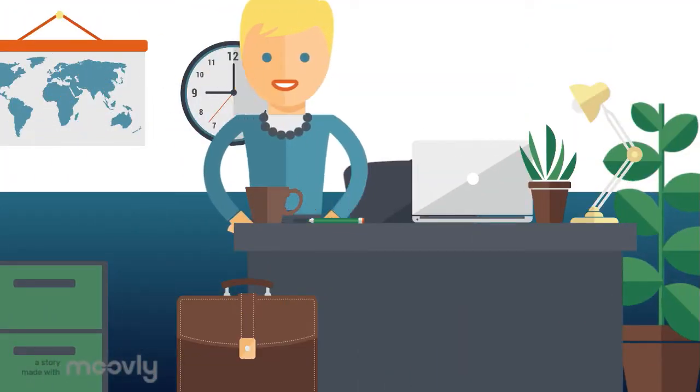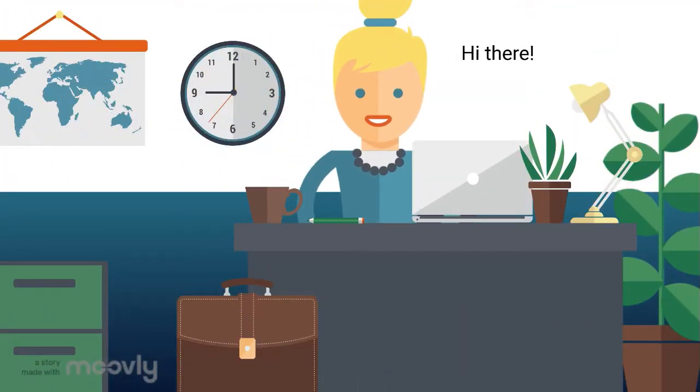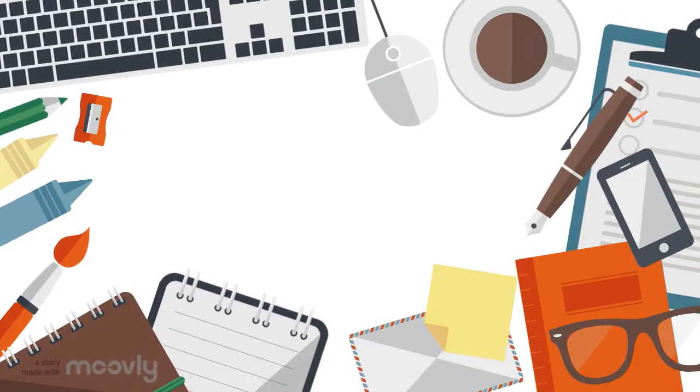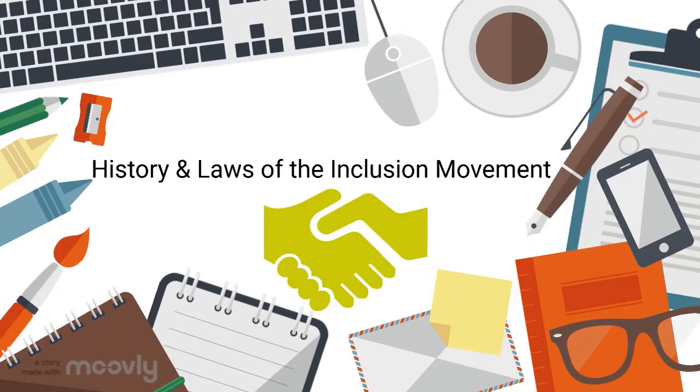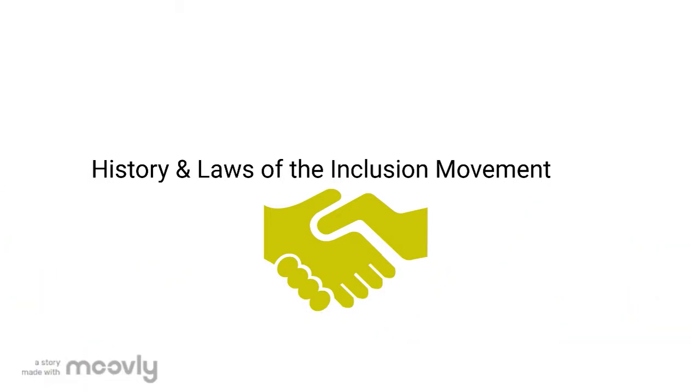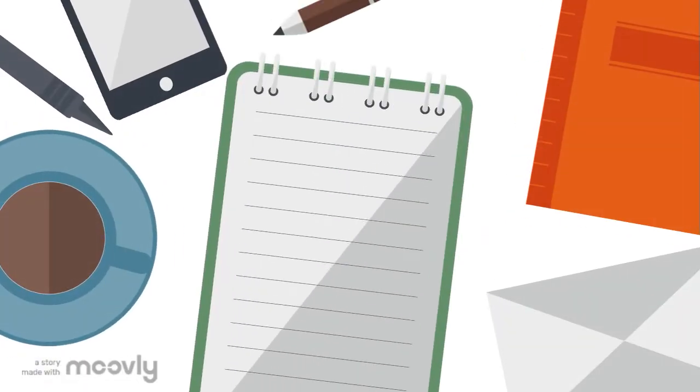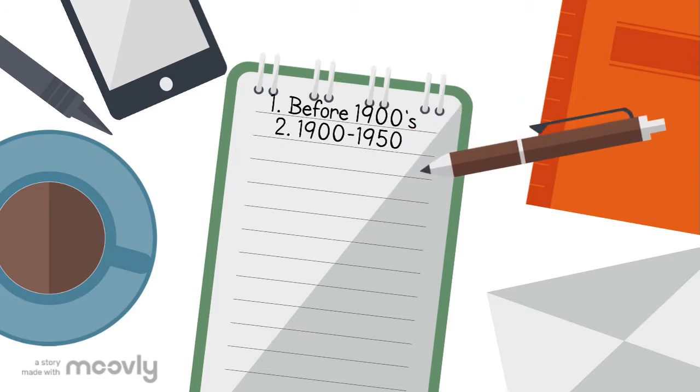And today we're going to be doing an animated video project for the history and laws that have led to the inclusion movement. So, starting with the timeline. Today we're going to highlight 7 key points that we want to touch on for y'all today.